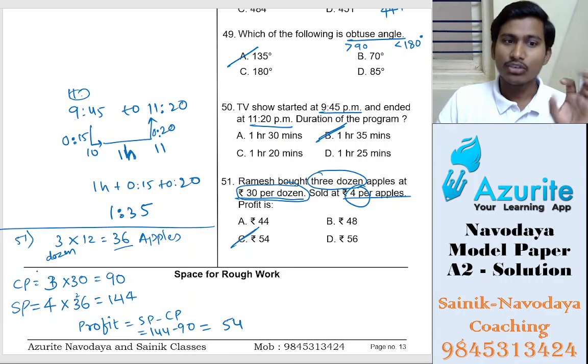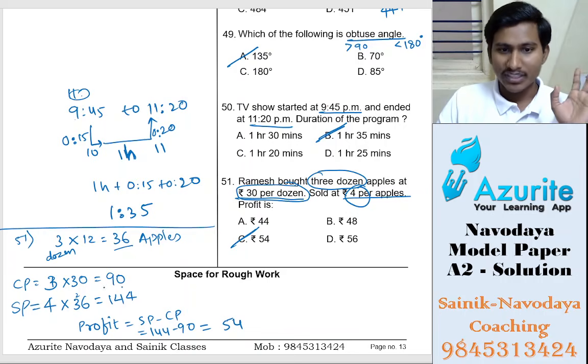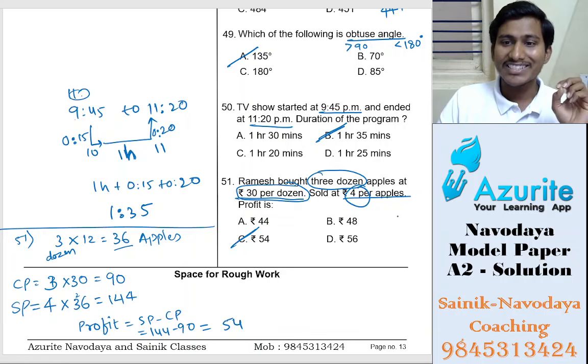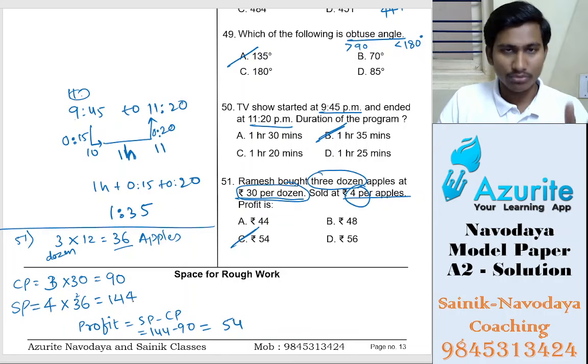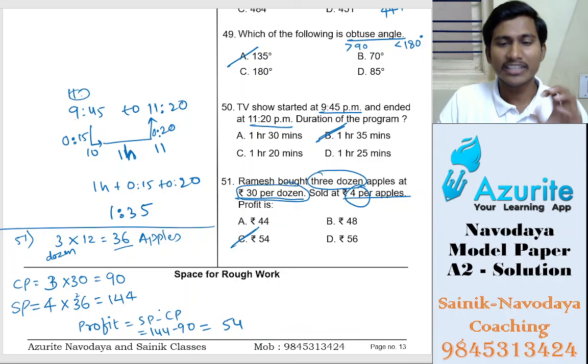Now cost price is 30 rupees per dozen, so 3 dozens is 90 rupees. Selling price, he is selling at 4 rupees per apple, 1 apple for 4 rupees. So 36 apples, 4 times 36 is 144. So that is the selling price. You find the profit, you will get the answer. Very easy, don't be confused.